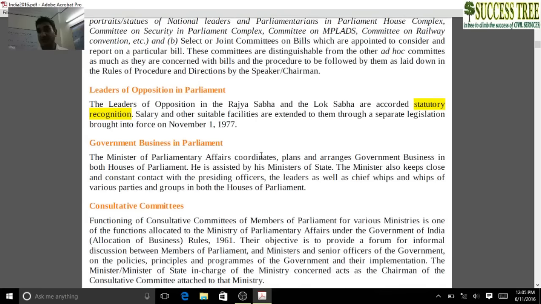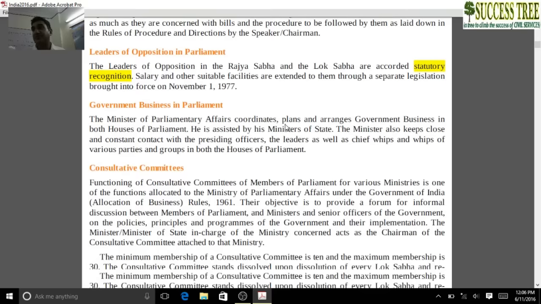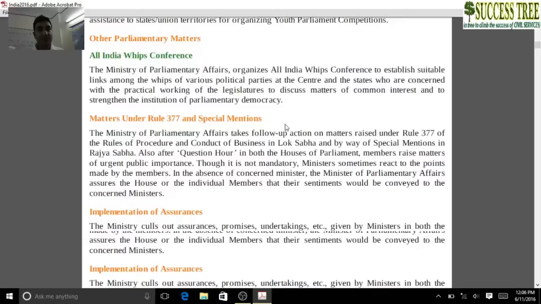Then you can find the Leader of Opposition in Parliament. Come to the next to next page, you find that. You have seen there was a controversy last year, when the government came into power, in the Delhi Assembly as well, and in the central government, Parliament as well. The opposition party had to have 1/10 of the seats in order to have this position. Then it was said, fine, we won't give the status of Leader of Opposition to the leader of the largest opposition party. But the Leader of Opposition is given statutory status. You see here, the Leaders of Opposition in Rajya Sabha and Lok Sabha are accorded statutory recognition. Just remember this.